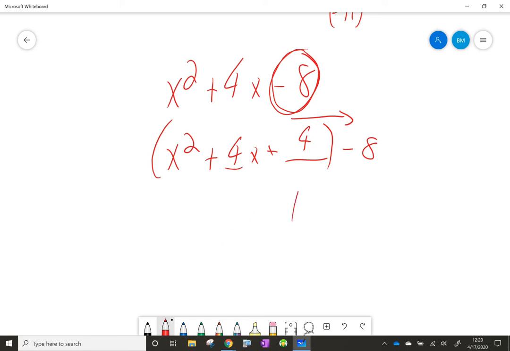But here's the thing. Since we're adding this number brand new to the equation, we also have to, and this is the part that everyone forgets, subtract that exact same number from the equation, because you can't just add a number in and expect the equation to be the same. You have to add it in, but then also subtract it out so that the equation is still balanced. If I were to simplify this, the plus 4 and the minus 4 would cancel each other out, and I would just be left with that minus 8 again. So that still needs to be there.